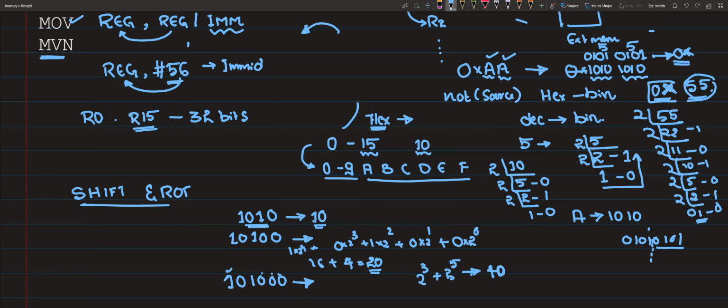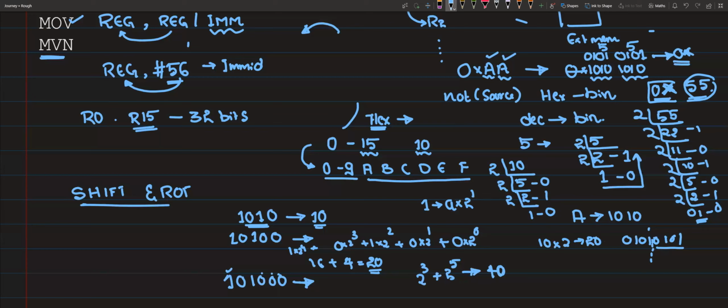If you observe one thing, whenever I didn't shift, it is just 10. And whenever I left shifted by 1, it became, let me consider the original number as a, it became a into 2 power 1. That is, if the original number is 10, then 10 into 2, it became 20.